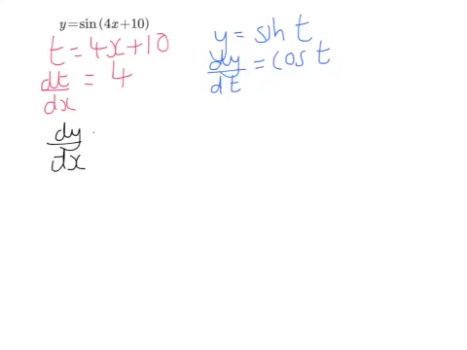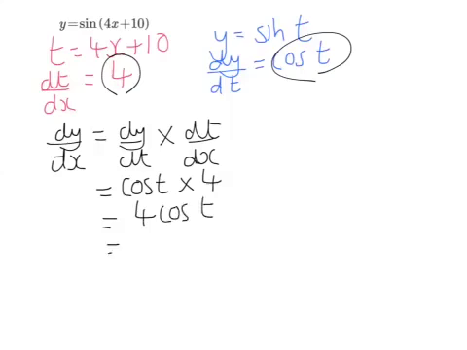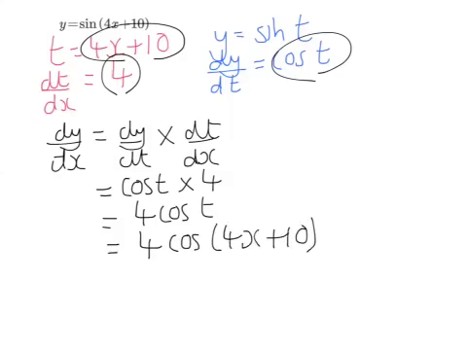dy by dx equals dy by dt. Are you bored yet of writing the chain rule out? Times dt by dx. dy by dt is cos t, times dt by dx, which is 4. So I reckon the answer is 4 cos t, but I don't want t's in my answers, I want x's. And what is t? It's 4x plus 10. So 4 cos(4x plus 10).